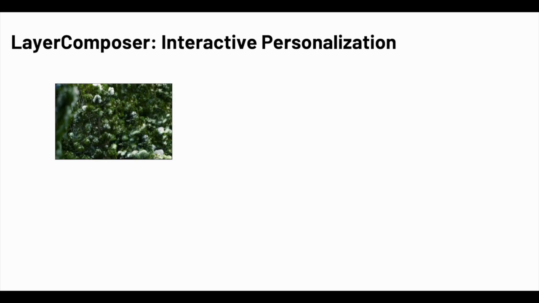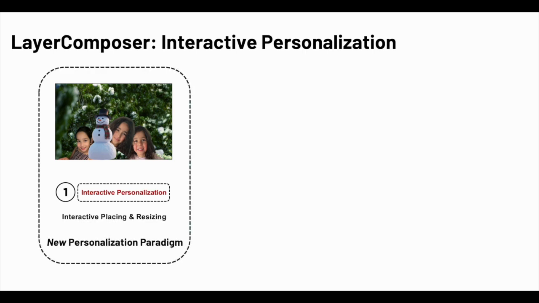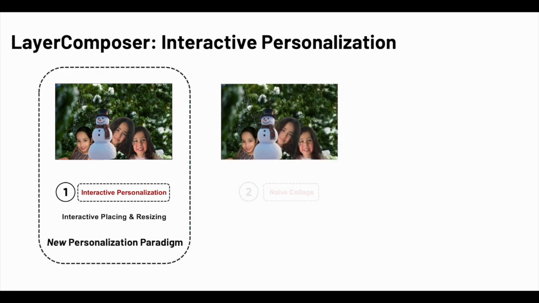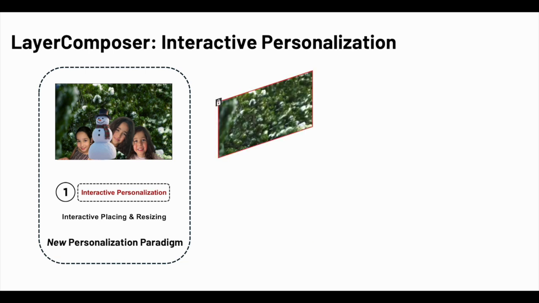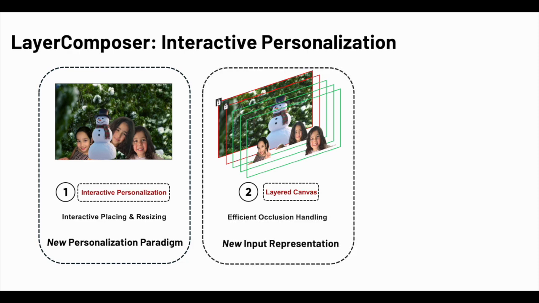Our method starts with a canvas with an optional background. Then the user is free to place and resize their personalized subjects to achieve interactive personalization. Secondly, instead of using the traditional naive collage input, we introduce our novel layered canvas input representation, where each of our personalized subjects is represented by a distinct individual layer. Our layered canvas representation allows us to efficiently handle occlusion cases.